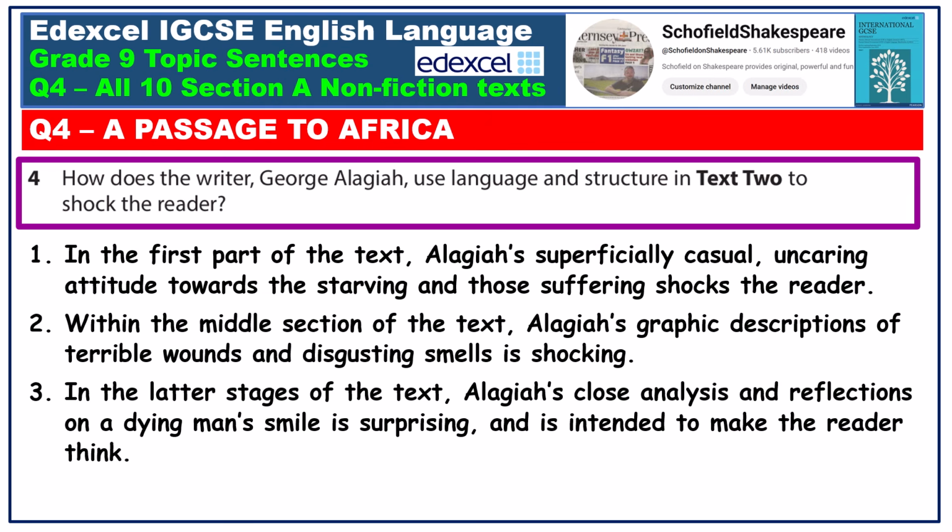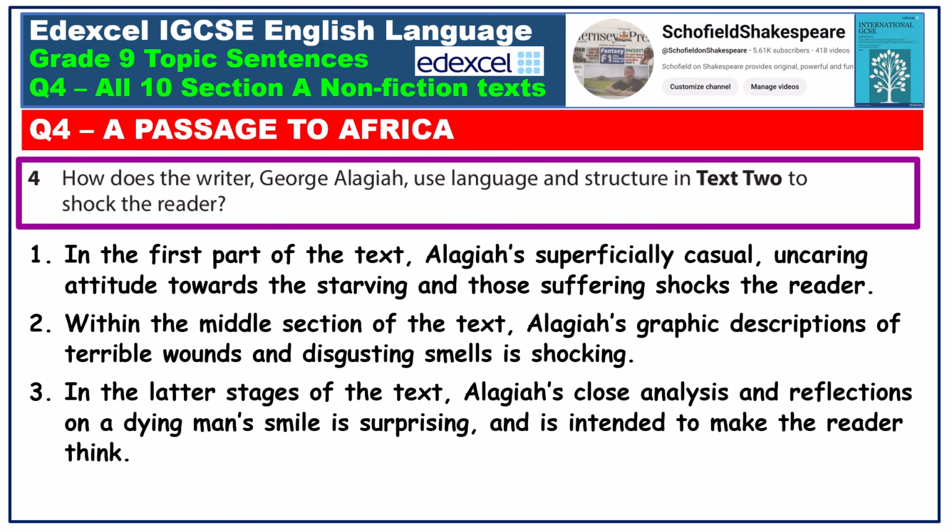My suggested topic sentences are 1. In the first part of the text, Alagiah's superficially casual, uncaring attitude towards the starving and those suffering shocks the reader. 2. Within the middle section of the text, Alagiah's graphic descriptions of terrible wounds and disgusting smells is shocking. 3. In the latter stages of the text, Alagiah's close analysis and reflections on a dying man's smile is surprising and is intended to make the reader think.